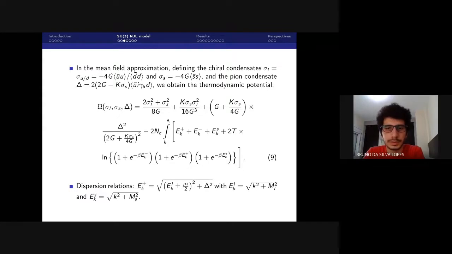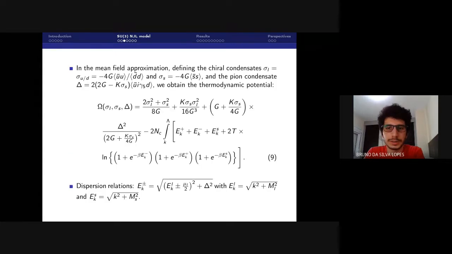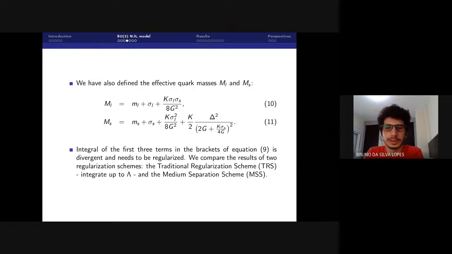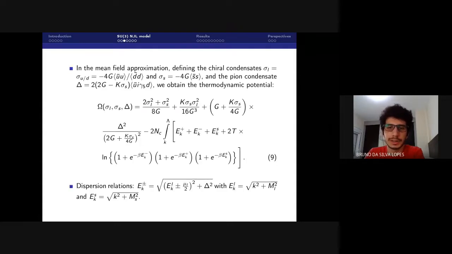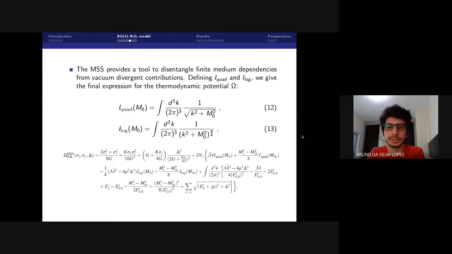And so the important part here, we can also define the effective quark masses generated by the chiral symmetry breaking. So the integral of the first three terms in equation 9 is divergent. So we need to apply a regularization scheme. And in this work, we compare the results of two regularization schemes: the traditional regularization scheme, TRS, which consists in integrating up to lambda the first three integrals, and the medium separation scheme, which I'll explain a bit more here.